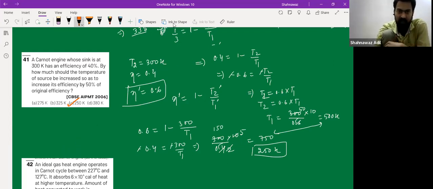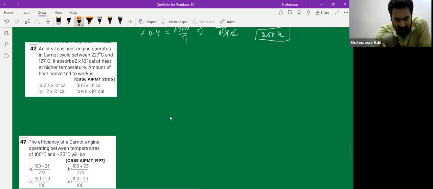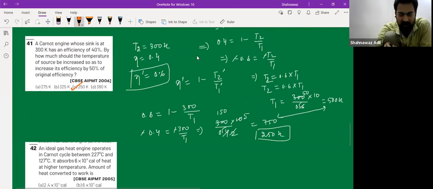Any? Yes. Okay, Arpit. Now you have started solving. Yes, 250 Kelvin. Okay. Yes. So now let us do this problem. So any doubt up to this point? Any doubt, guys? Any question up to this point?